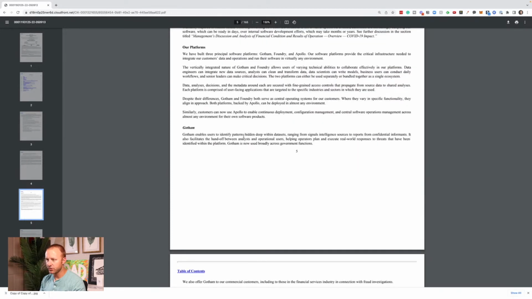Gotham enables users to identify patterns hidden deep within data sets, ranging from signals intelligence sources to reports from confidential informants. It also facilitates the handoff between analysts and operational users, helping operators plan and execute real-world responses to threats that have been identified within the platform. Gotham is now used broadly across government functions. In my opinion, this is the most interesting piece of Palantir's business and where they have the most moat. On the public side, that can be competed with a lot easier than on the government side, in my opinion.